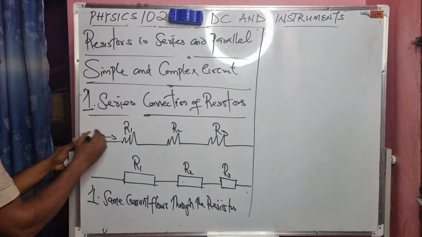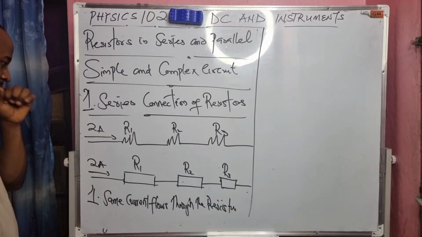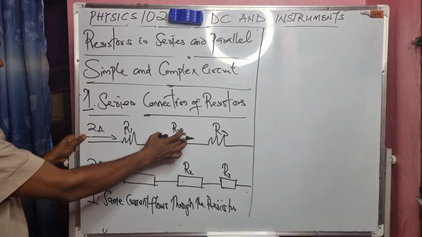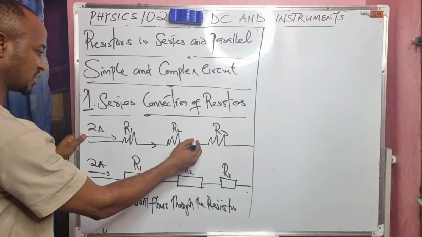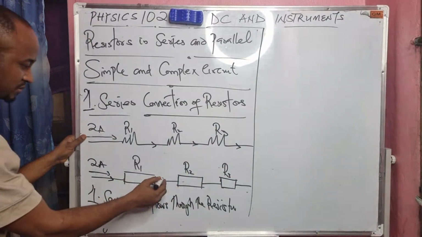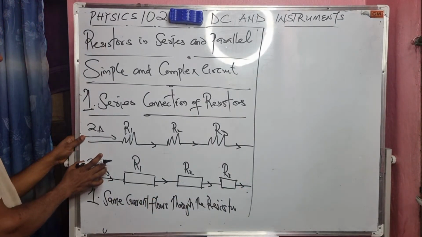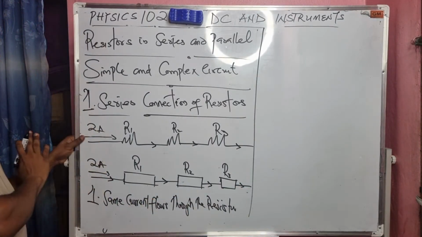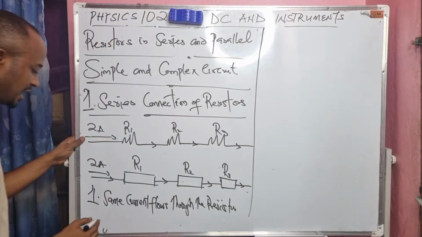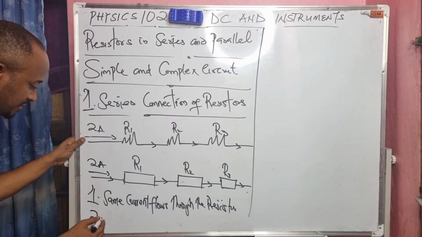Meaning, if I have 2 amps of current flowing through this resistor, this same current that flows through R1 must pass through R2, and must pass through R3. Even if I have 5 amperes, the same current must flow through the resistors. But number 2 is that the potential drop is not the same.